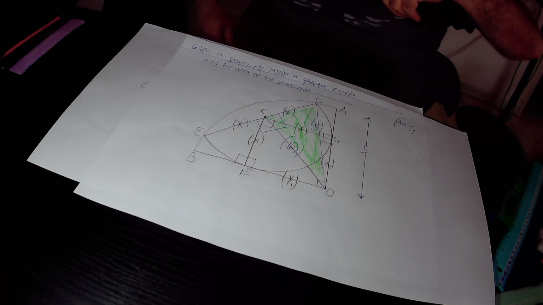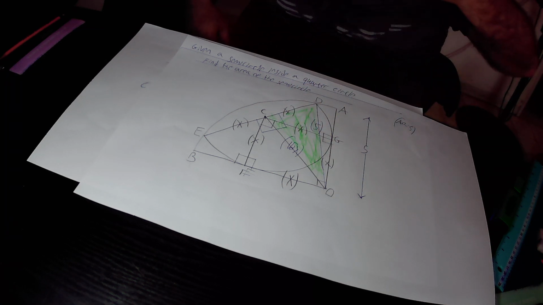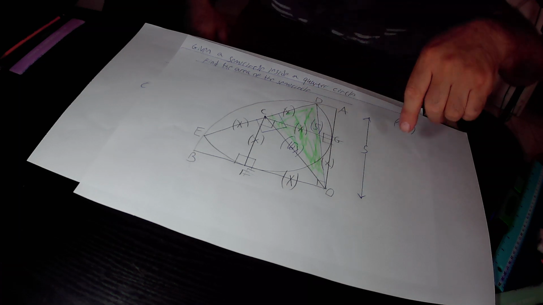In the next step, I copied the right green triangle DCO onto a new page and implemented the Pythagoras theorem on this right triangle DCO.